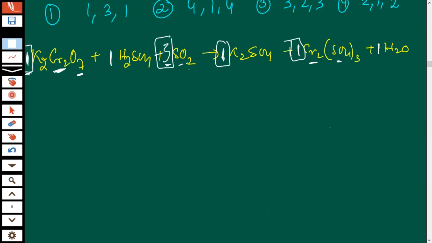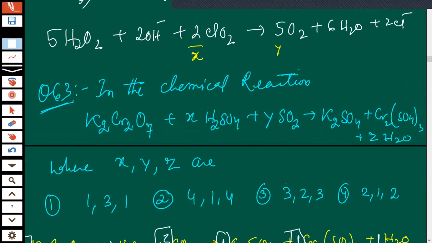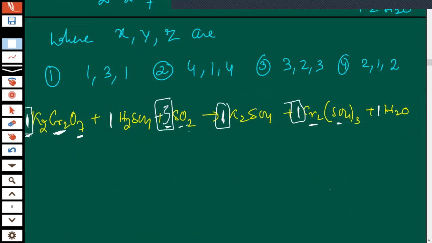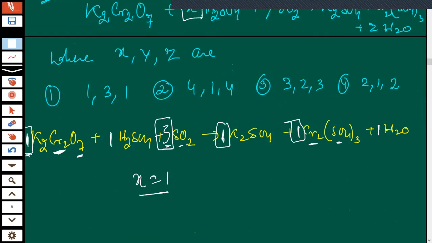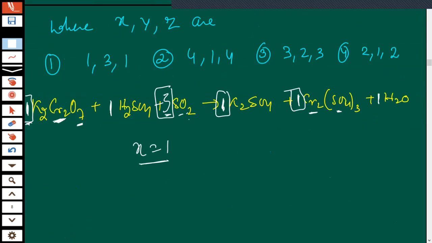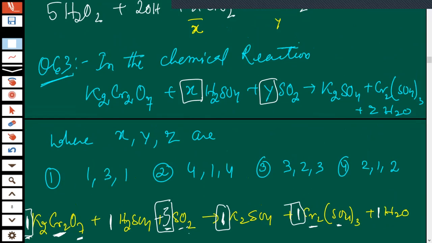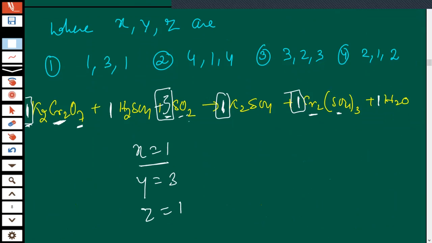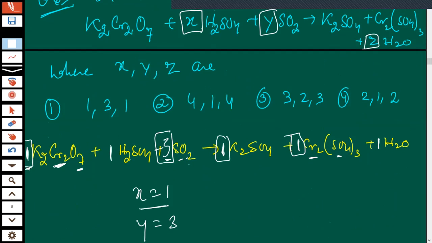Okay. So now tell me what they have asked. X is for H2SO4, right? So option 1. X equal to 1. Then they have asked Y. Y is for sulfur dioxide. So Y is 3. And then they have asked Z. Z equal to what? 1. Any option is there? Yes, the first option. Option 1. First option is the correct option.